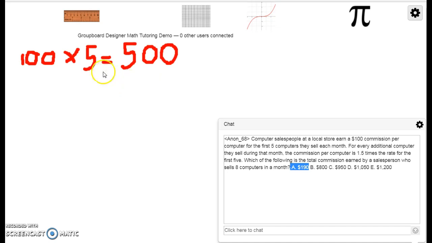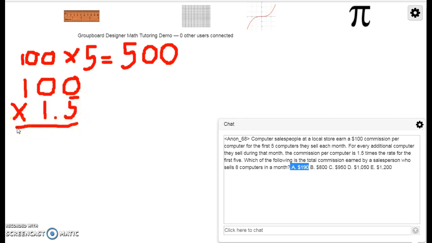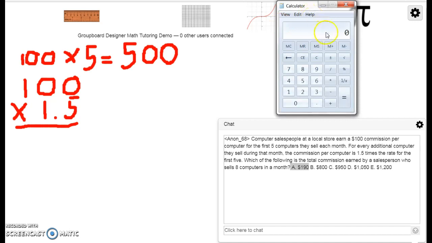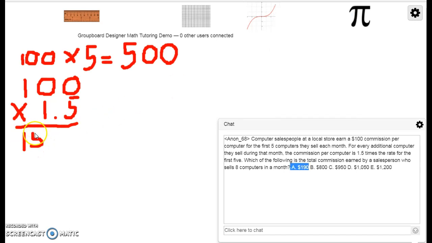Now we know that we've sold 5 computers at $100 each. Now what happens is the next 3 computers we're going to sell at 1.5 times the rate for the first 5. So we're going to take our 100, which is the rate for each of the first 5 computers, and multiply it by 1.5. So I'm going to bring up the calculator to show you how it will work. 100 times 1.5. That gives us $150. The $150 is for each of the next 3 computers because our salesperson sold a total of 8 computers.